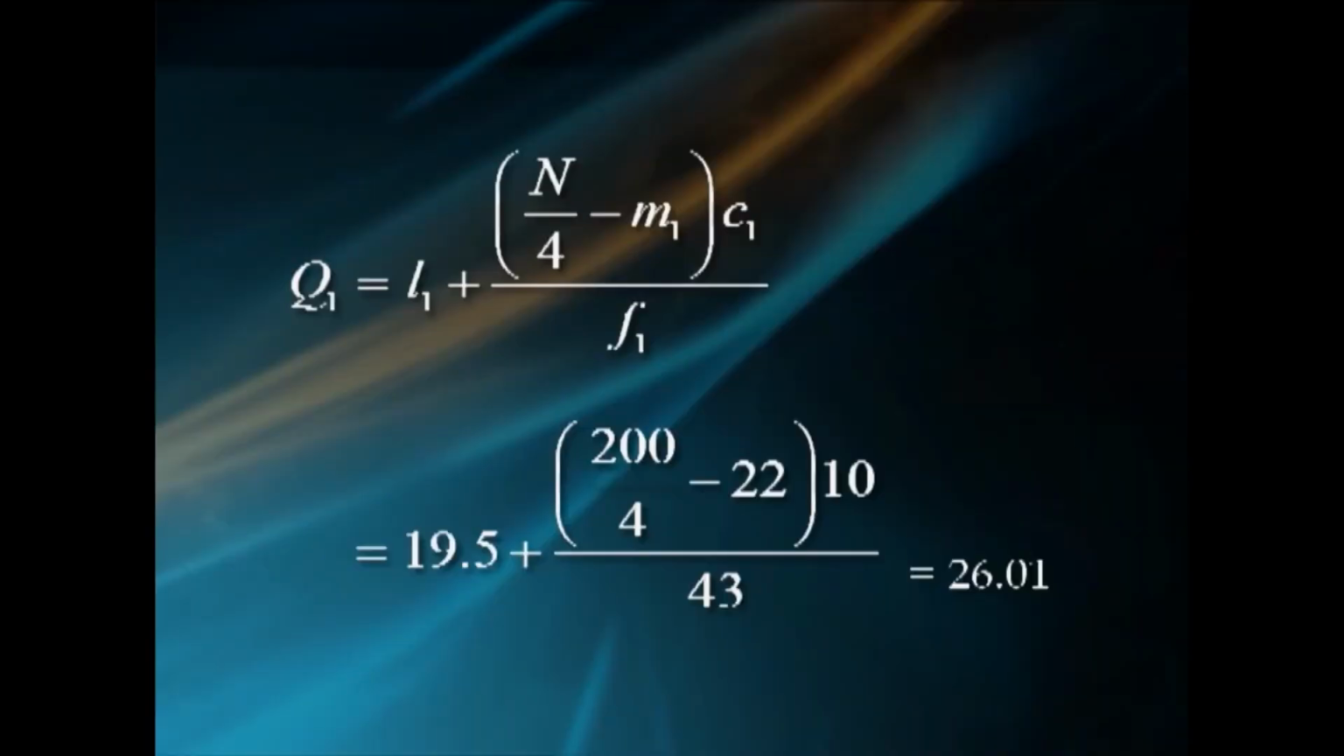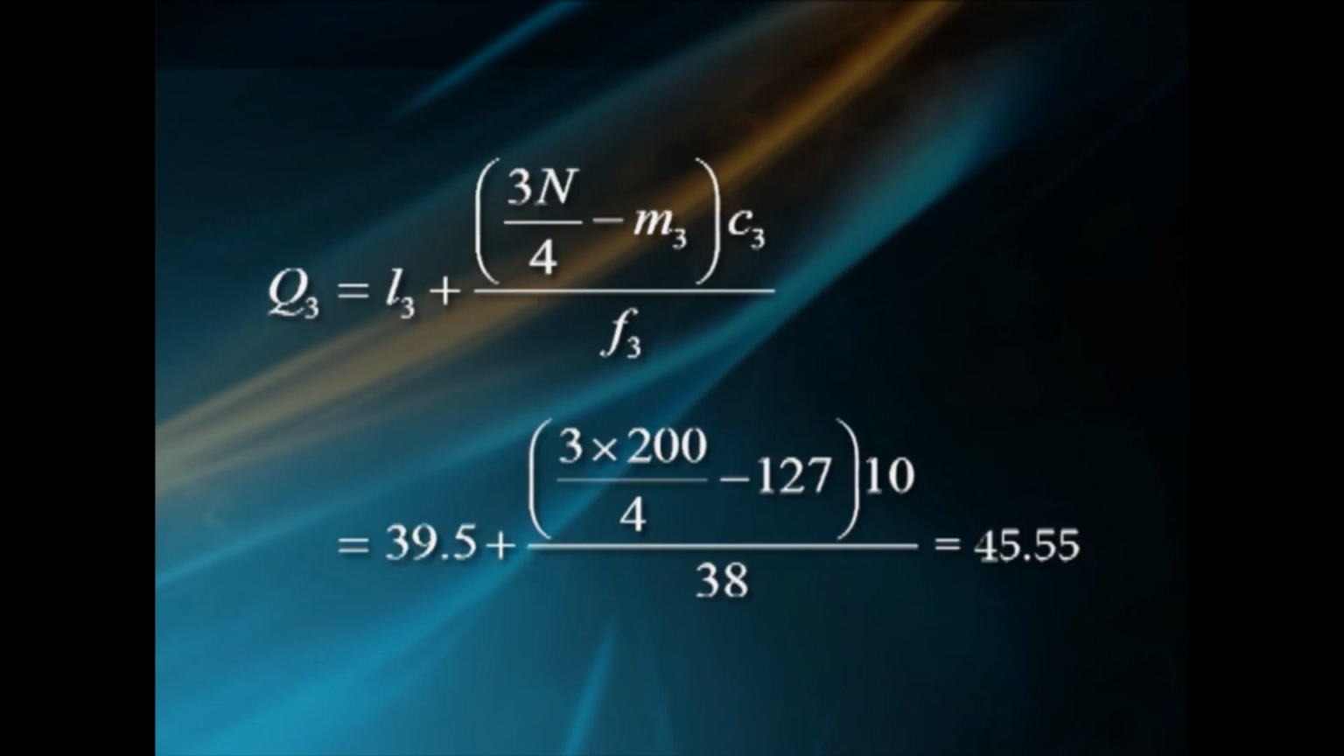Hence, Q1 equal to L1 plus N by 4 minus M1 into C1 by F1, that is 19.5 plus 200 by 4 minus 22 into 10 by 43, that is 26.01. Q3 equal to L3 plus 3N by 4 minus M3 into C3 by F3, that is 39.5 plus 3 into 200 by 4 minus 127 into 10 by 38, that is 45.55.